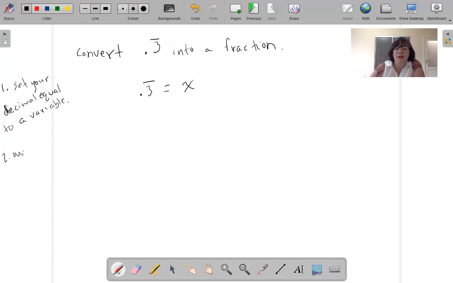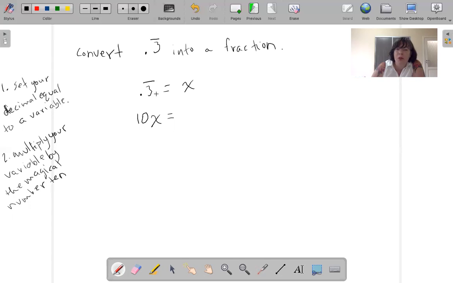Number 2, multiply your variable by the magical number 10. 10x equals, if 1x is 0.3 repeating, we would move this over 1 and we get 3.3 repeating.